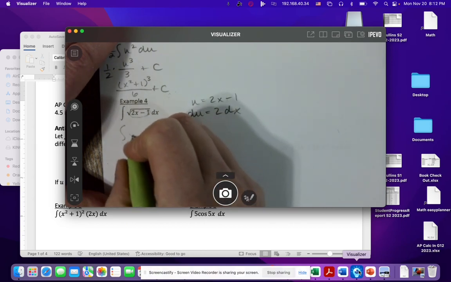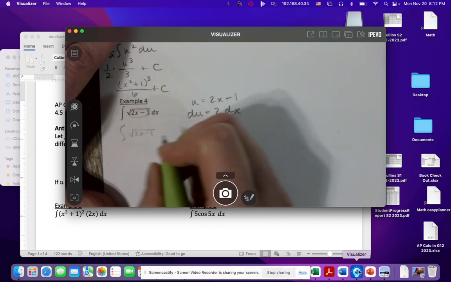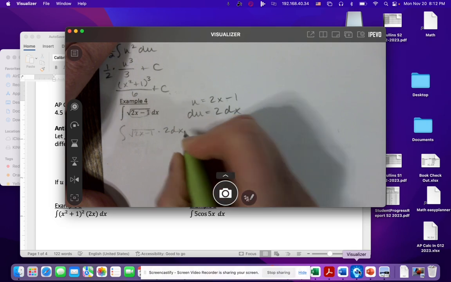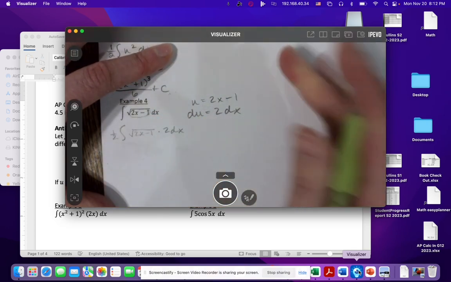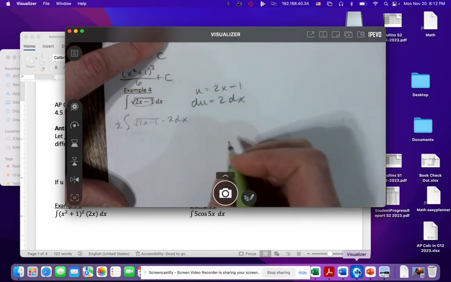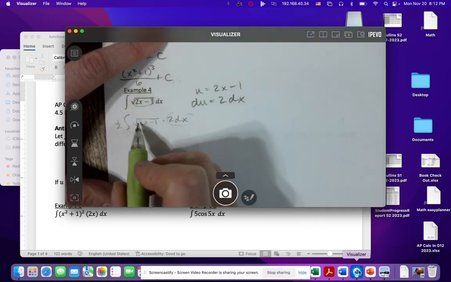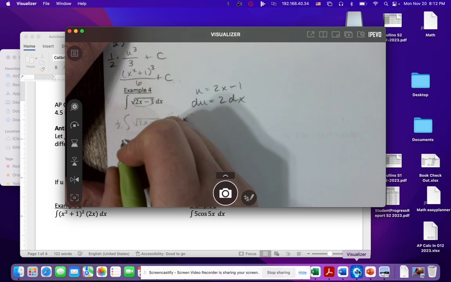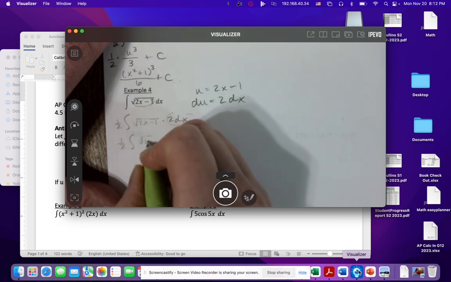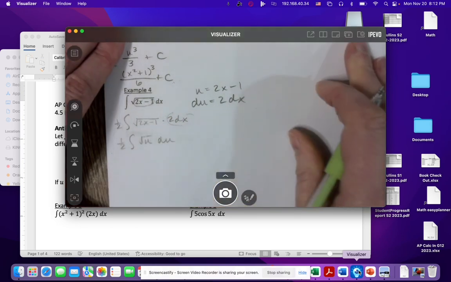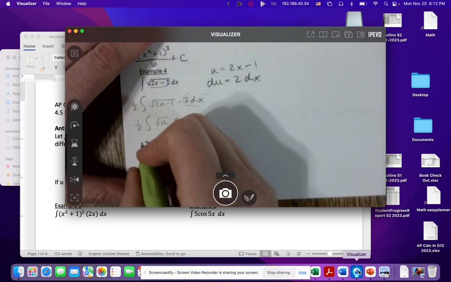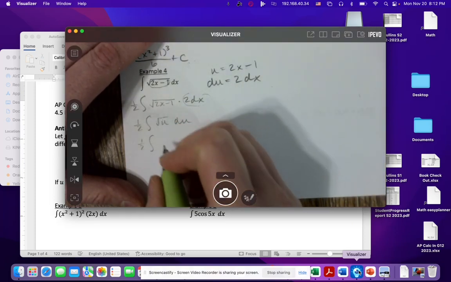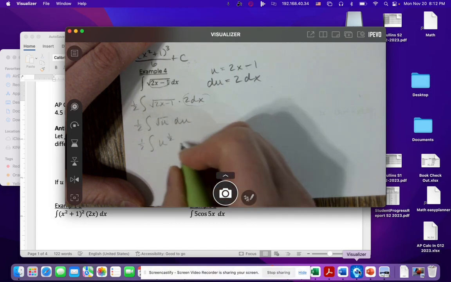So I have square root of 2x minus 1. I'm going to multiply a 2 in, so I have 2 dx. If I'm multiplying by 2, I also need to multiply by a 1/2. And so now this is going to be my du. I'm going to have square root of u over here. So 1/2 square root of u du. And we might want to make that a 1/2 power instead. We tend to do better with exponents when we have fractional exponents instead of roots.